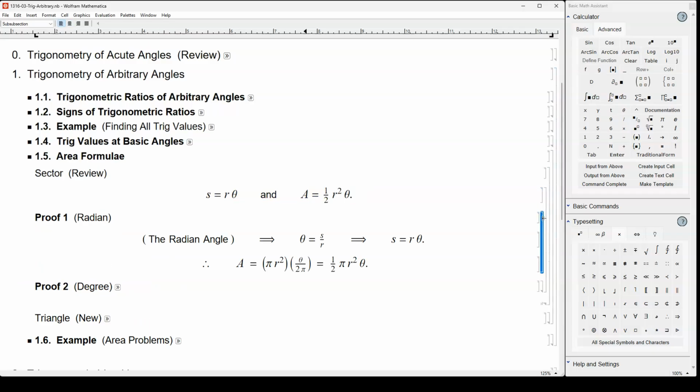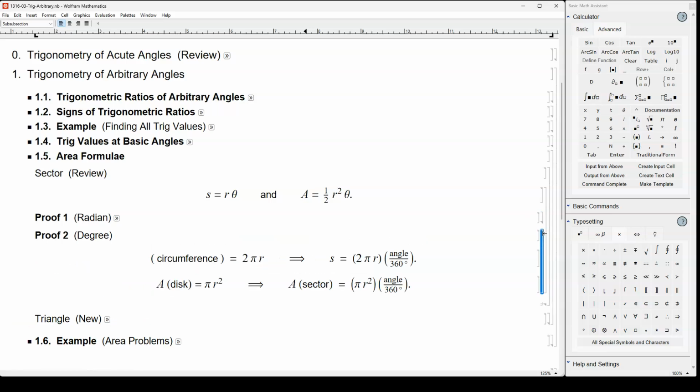Well, from the entire area pi r squared, we just have a piece of pi. So theta radian out of the total 2 pi radian, multiply that and simplify. That's how you get this formula for radian measure. For degree measure, we have to multiply the degree angle out of the total 360 degrees. Same for the circumference and same for the area.